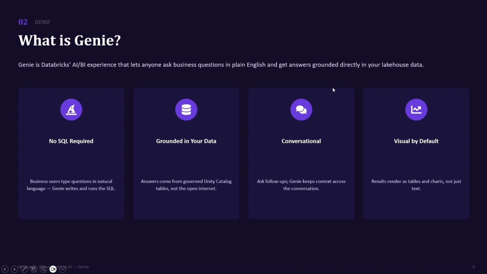What is Genie? Coming back to what is Genie. Genie is a Databricks AI/BI experience that lets anyone from the business ask questions in plain English, in natural language, and get grounded answers directly. What are the important features? No SQL is required. Generally, to talk to data, you need to have a good understanding of SQL.